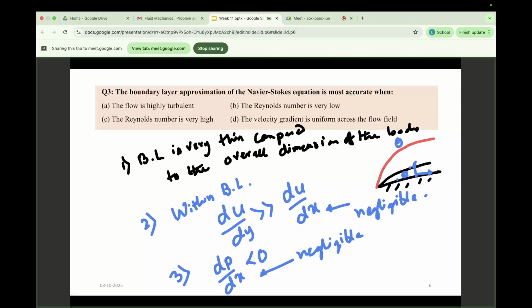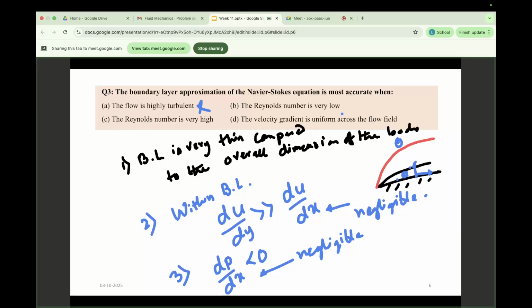So that is the main point. Now, if I talk about this flow being highly turbulent, this boundary layer concept is for both laminar and turbulent flow. So this first point cannot be exactly correct. Okay, so this Reynolds number is quite low.